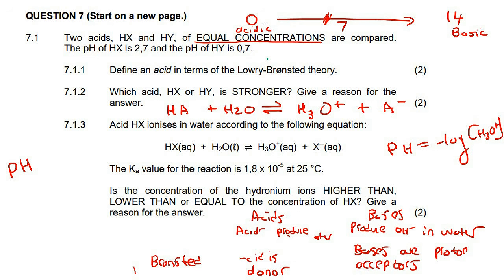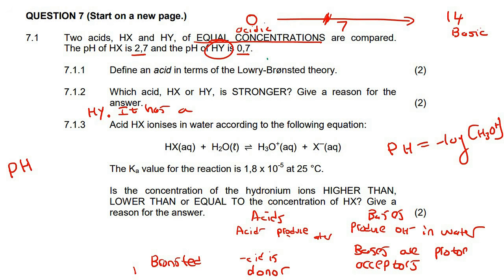So the summary of all of that, if you did understand what I said, is that the lower the pH, the stronger the acid. If you just look at these two values, 2.7 and 0.7, HY is definitely going to be the stronger acid. So it says HY, and then it says give a reason for your answer. Just say because. No, you can't do that. It's going to be HY, and just say it has a lower pH.